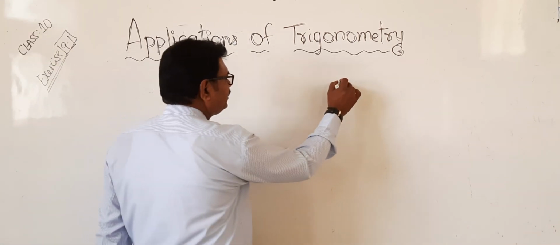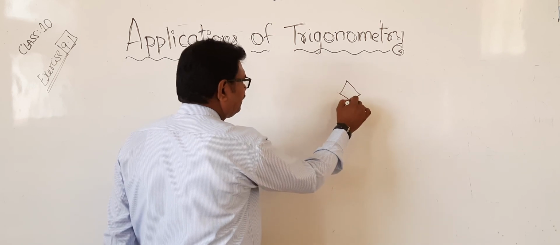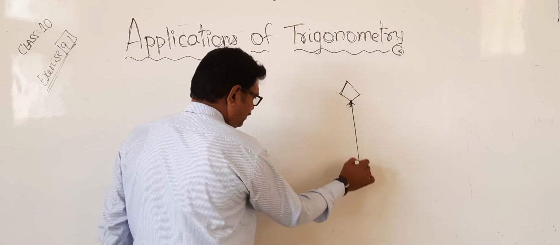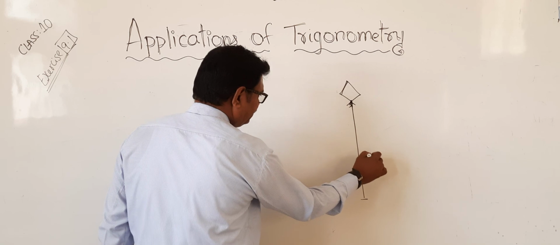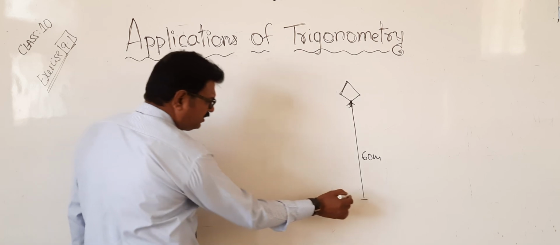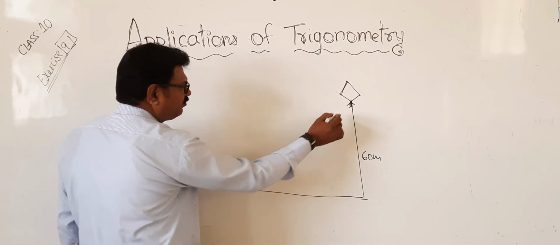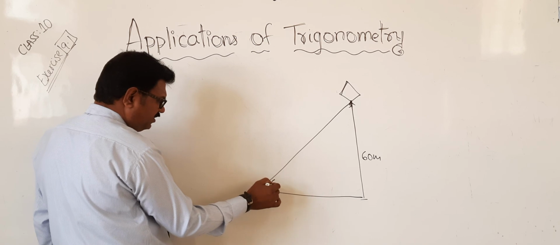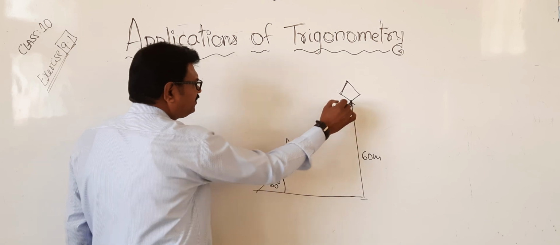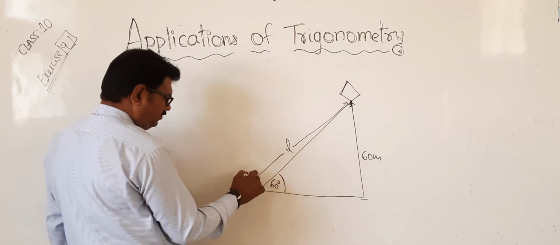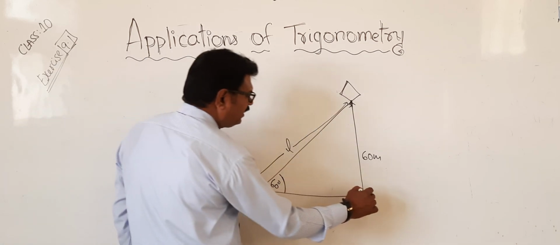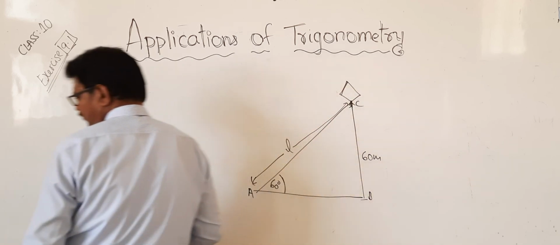A kite is flying with a height of 60 meters. The angle of elevation from a certain distance is 60 degrees. Find the length of the string. We should find out the length of the string. So it is very simple. A, B, C.